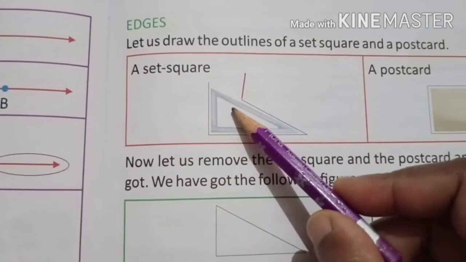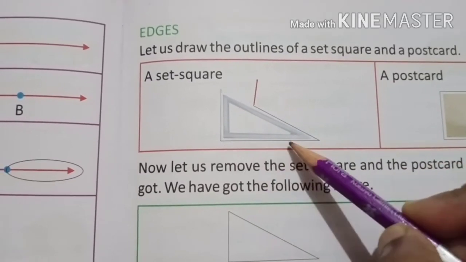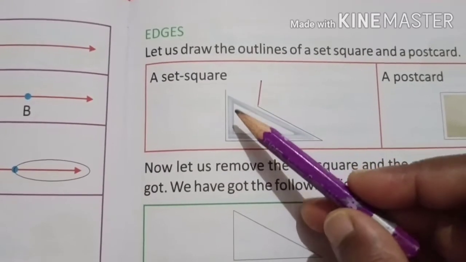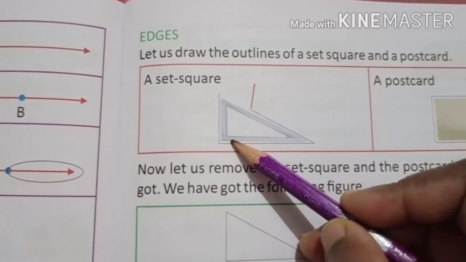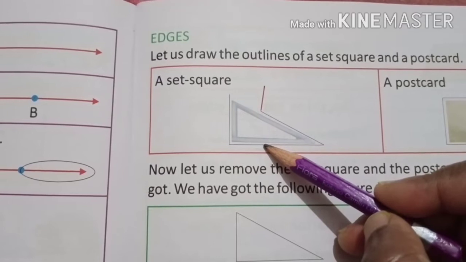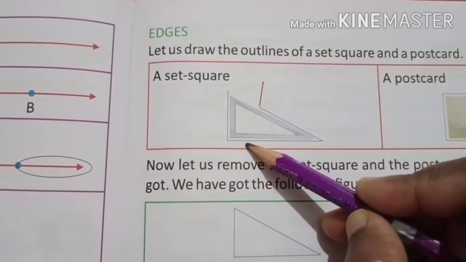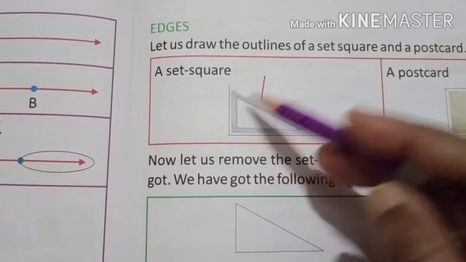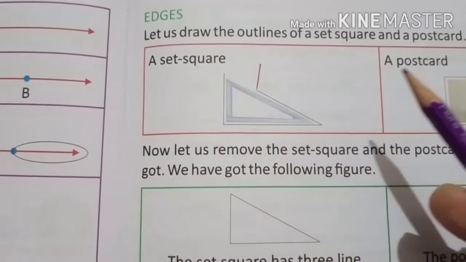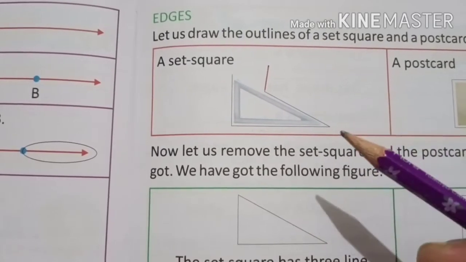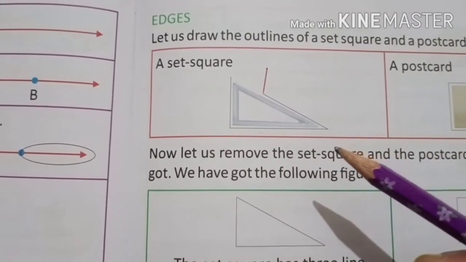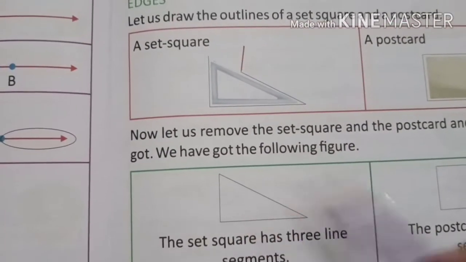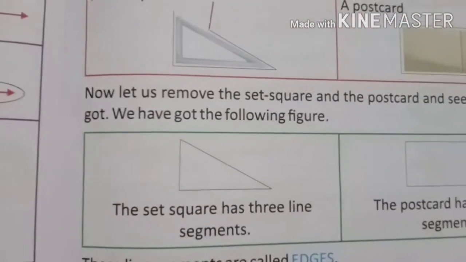Maybe you have seen this. It is one type of scale that is called a set square, and it is in the shape of a triangle, three sides. Okay. When we put this set square here and draw the outline, after drawing, when we remove that set square, you will get this type of figure.